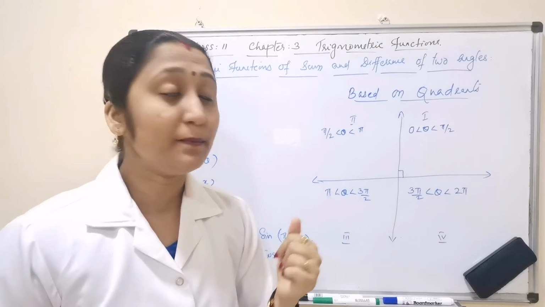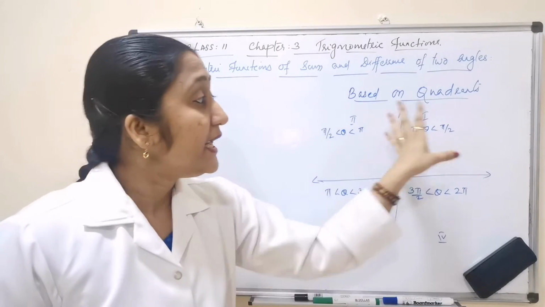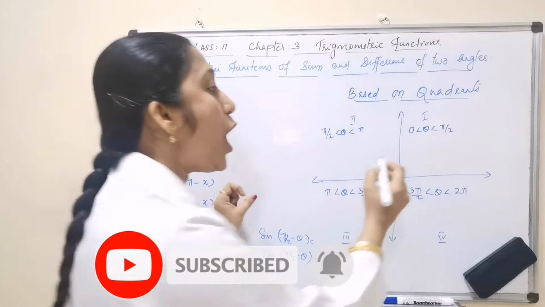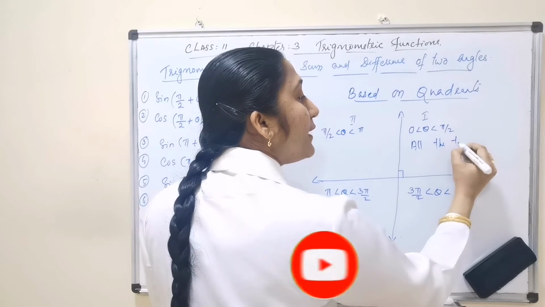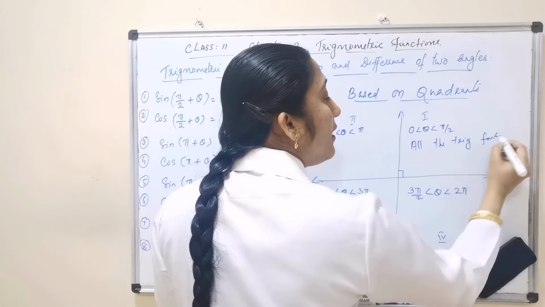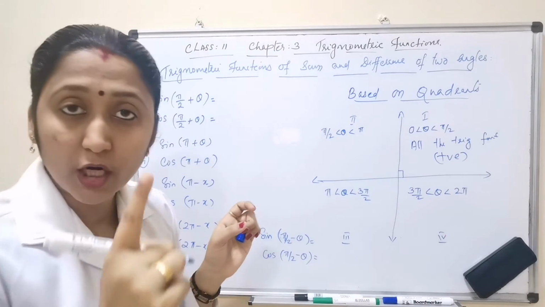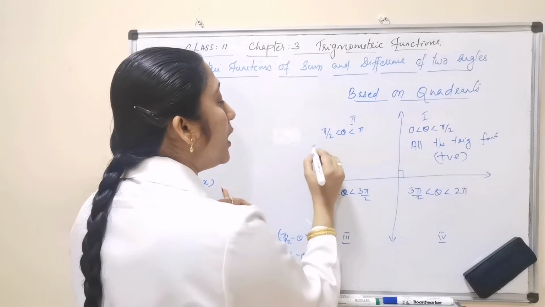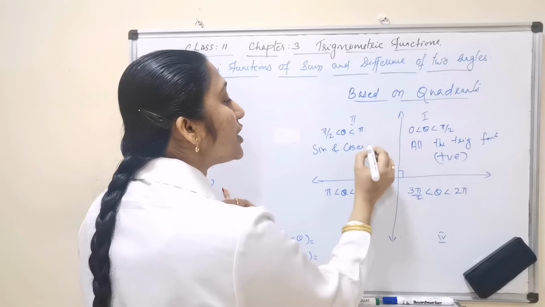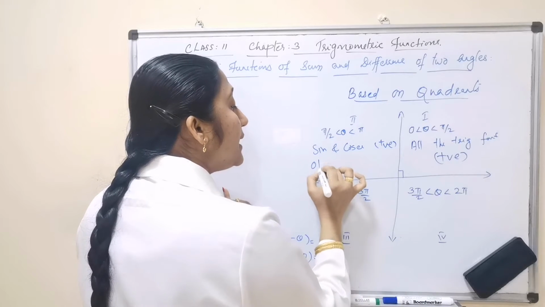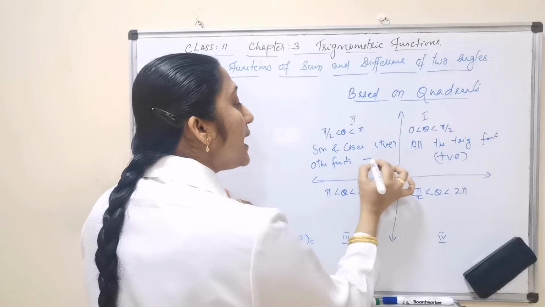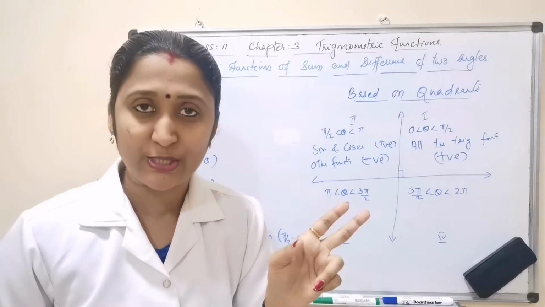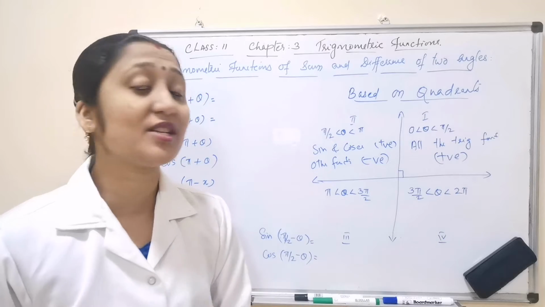And we also studied the trigonometric functions. In the first quadrant, all the trigonometric functions are positive. In the second quadrant, only sine and cosecant functions are positive, and other functions are negative. So in the second quadrant, sine will be positive, and all other trigonometric functions are negative.